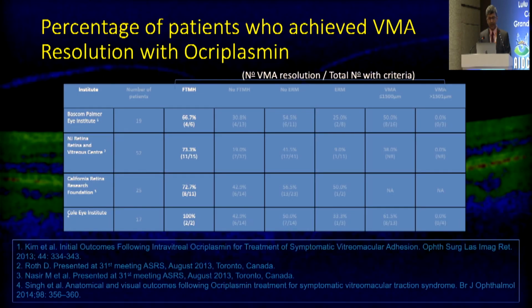Some of the studies that came in at that time, focusing on full-thickness macular holes with vitreomacular traction, had varied success rates for resolution of the VMA. If you go to the one at the bottom from the Cole Eye Institute, Singh et al. had 2 cases where both were successfully resolved. He, of course, had a third case which was taken out of the study because the size of the macular hole was more than 400 microns.